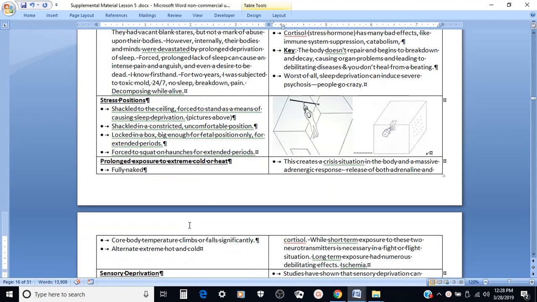So is this all effective at getting intelligence? No. Is it effective at creating crazy, pissed off insurgents? Yeah. Prolonged exposure to extreme cold or heat. You're fully naked, then you're exposed to extreme cold, and then you're switched right to extreme heat. It creates a crisis situation in the body. Again, you get a massive release of adrenaline and cortisol.